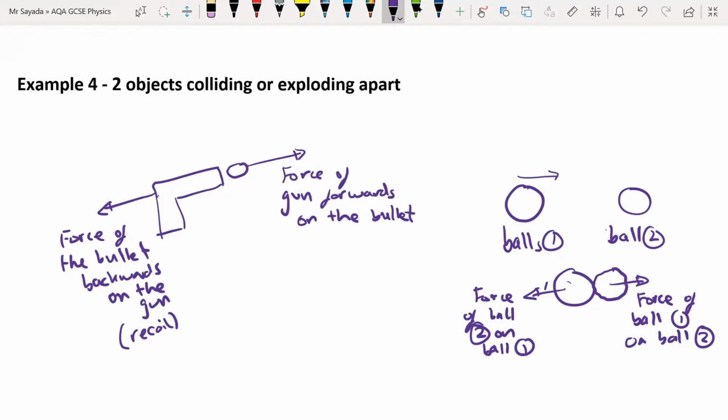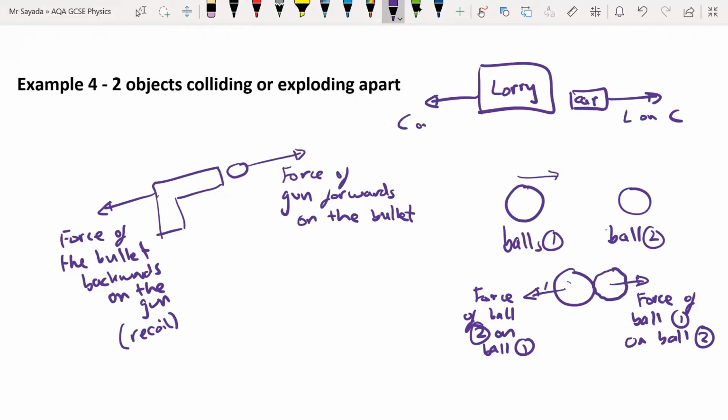So imagine, for example, that a lorry crashes into a car. Well, the lorry has a much bigger mass, but when the lorry crashes into the car, the force that the lorry exerts on the car is equal to the force that the car exerts on the lorry. So if this is a lorry and this is a car, the force they exert on each other are equal and opposite. So this is the force of the lorry on the car, this is the force of the car on the lorry. They are equal in magnitude.